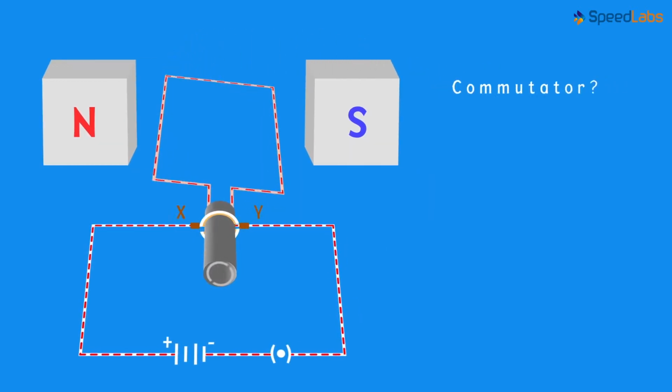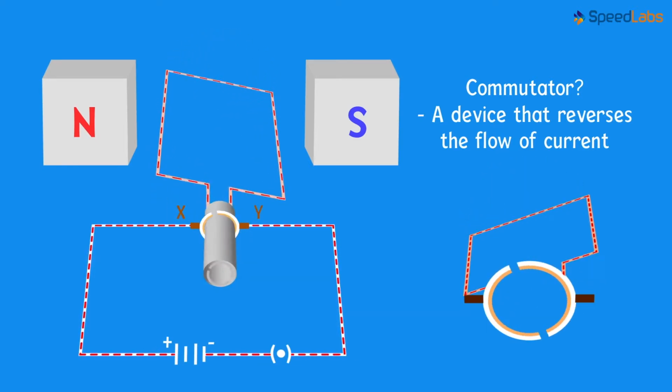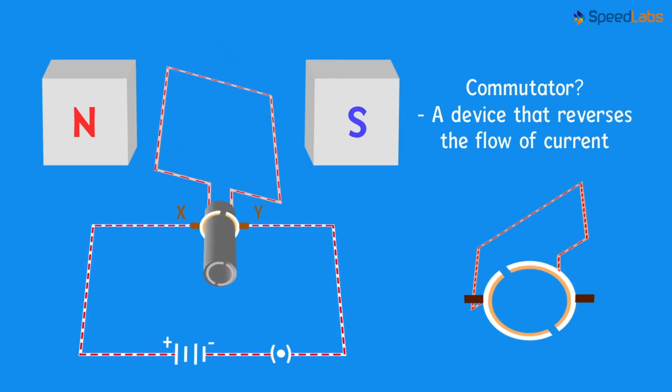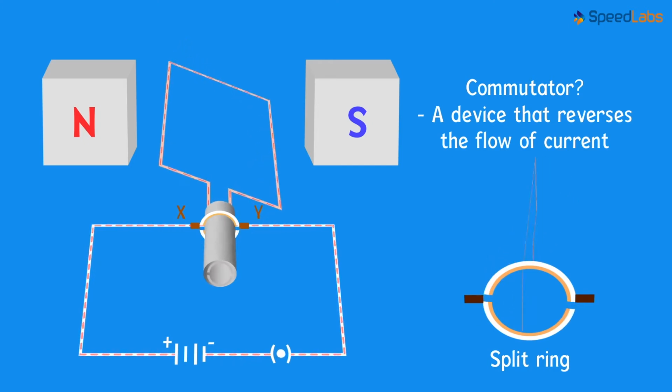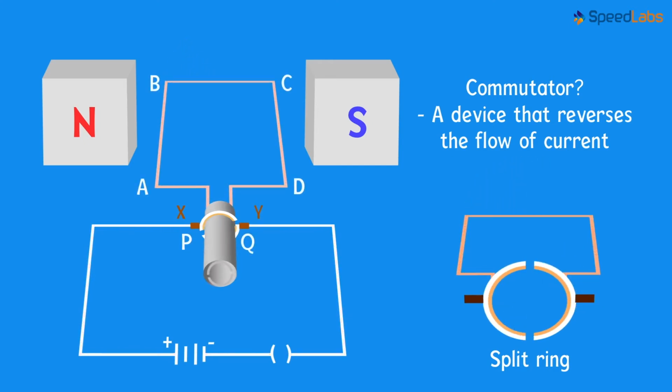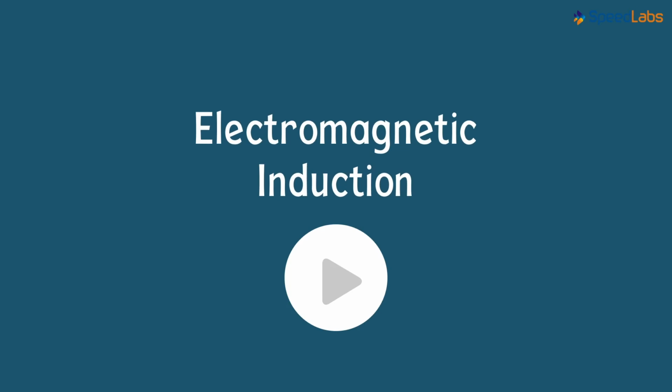Do you know what a commutator is? It is a device that reverses the flow of current in a circuit. So can you tell me what acts as a commutator in this mechanism? Yes, it's the split ring. It reverses the flow of current. So this is how an electric motor works. In the next lesson, we will cover a very important topic called electromagnetic induction.